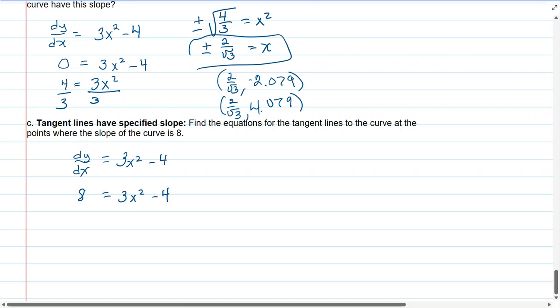I'm going to add 4, going to divide by 3, and take the square root. Because it's a square, it's going to be a what? A plus or minus 2. Is everybody comfortable with that?